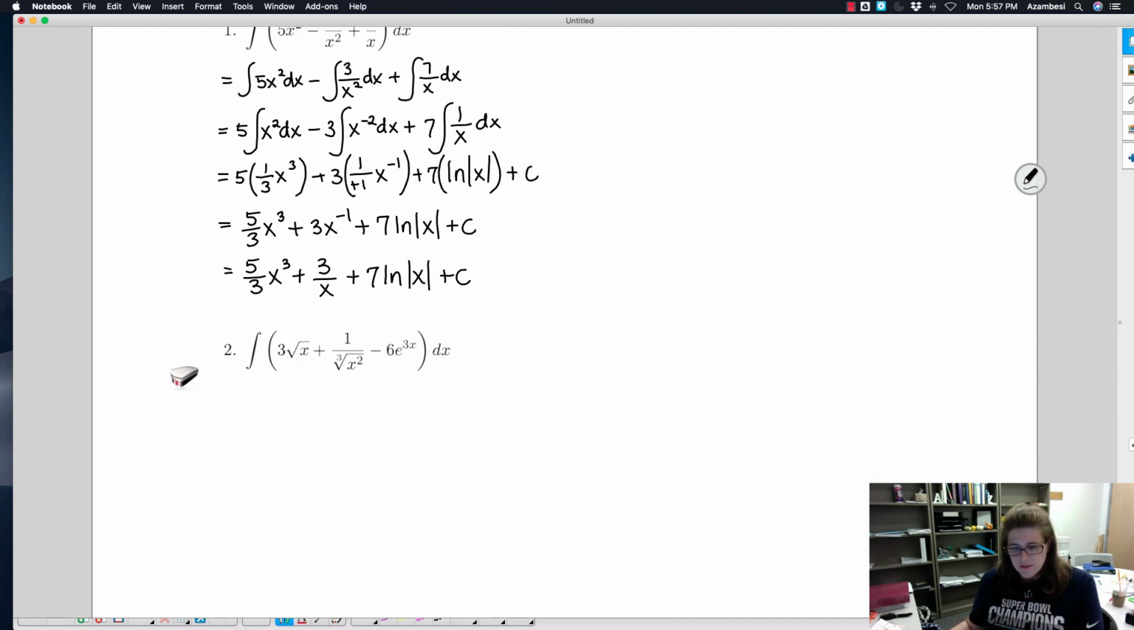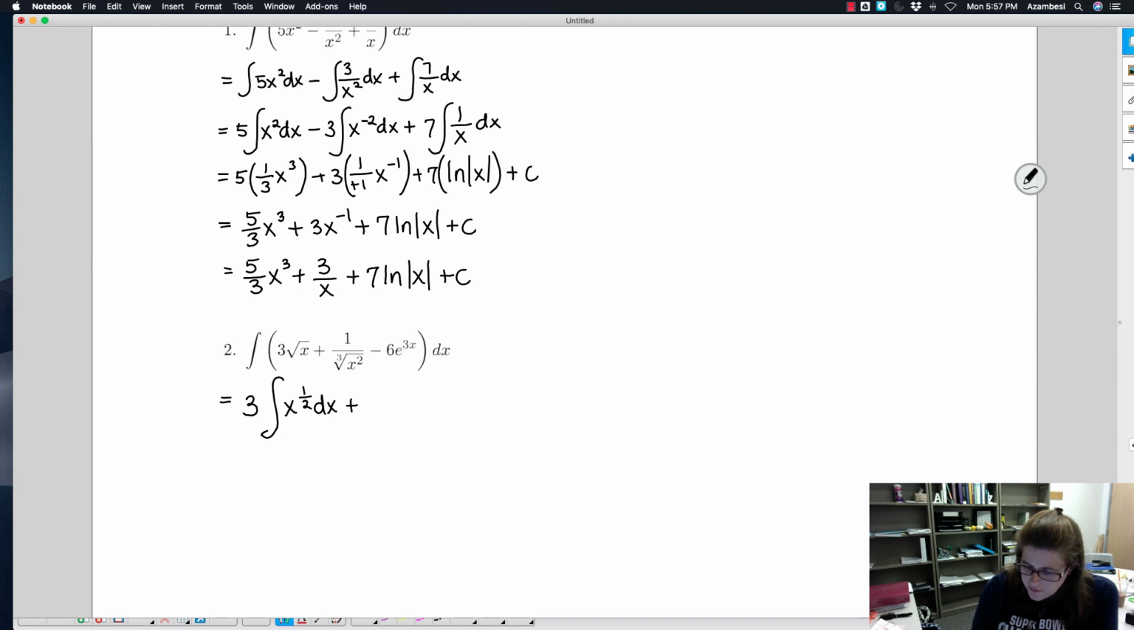Now if we look at something a little bit more complex, then I still want to split it up into pieces. I'm going to bring the constants to the front. I'm also going to express these powers as some fractions so that we can take the antiderivatives. So doing all of that kind of maintenance work to get started, 3 out to the front, antiderivative, square root of x is x to the 1/2 power dx.